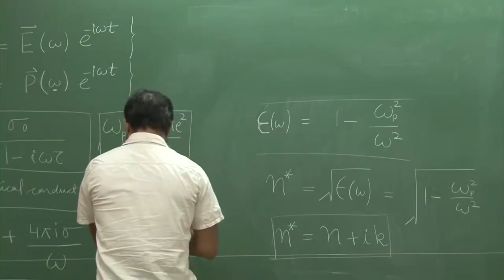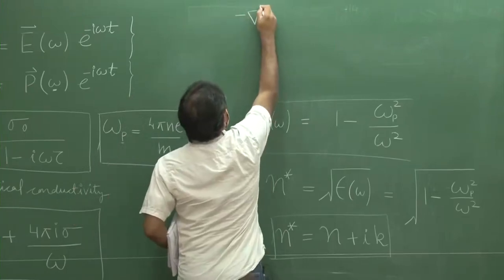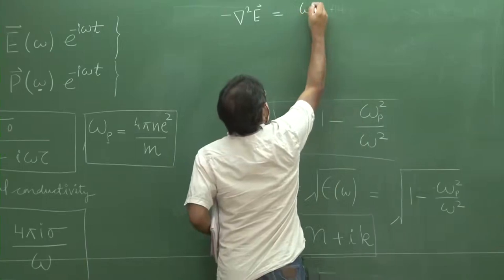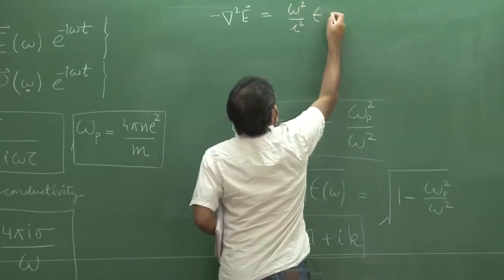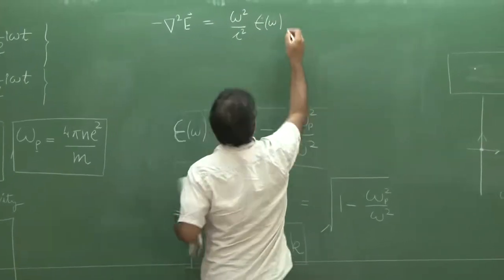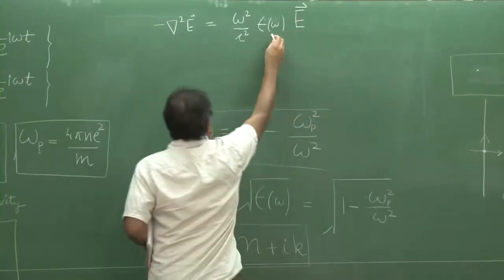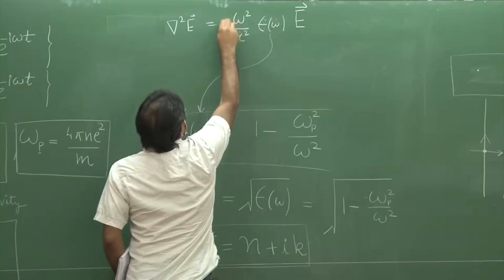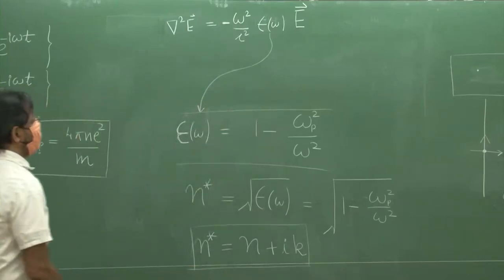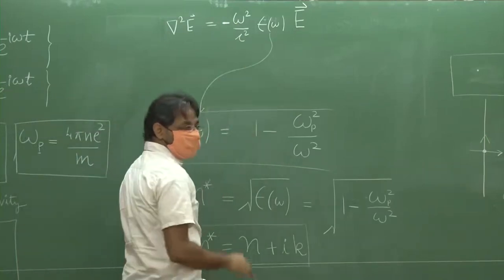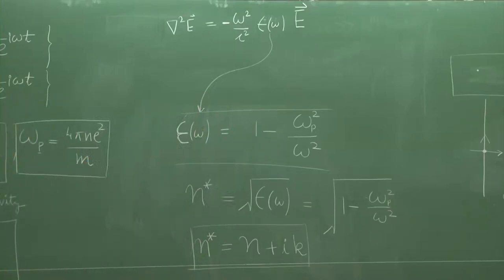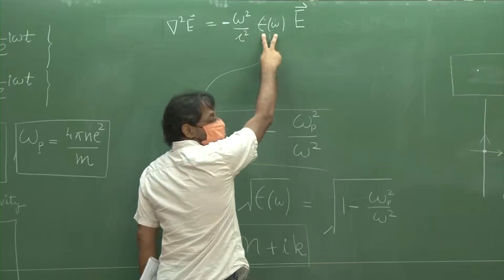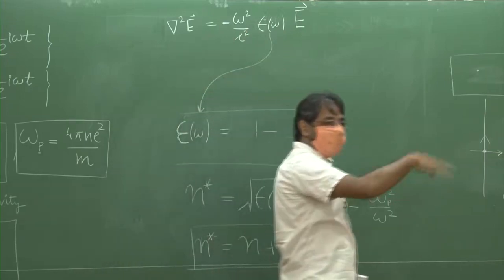And the wave equation that we had derived was this: minus del square E equals omega square by C square epsilon omega E vector. And this is our dielectric constant here. Now, you can put this negative sign here, then it will look much better. It looks much more familiar. It looks like the simple harmonic oscillator, d2y dx square plus omega square y equal to 0, right? Now, if this quantity is positive, these two are anyways positive, the solutions of this equation are oscillatory, harmonic, right?